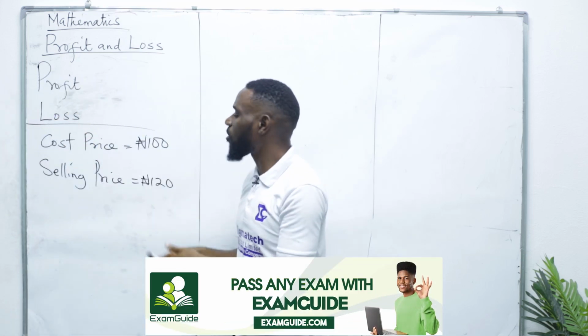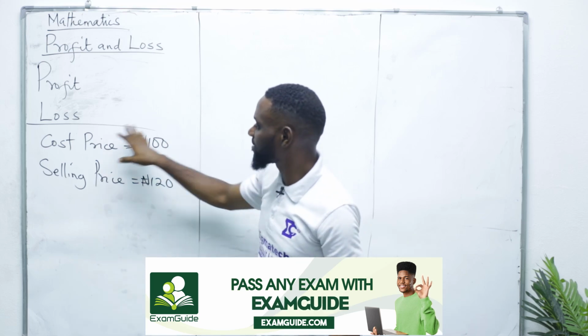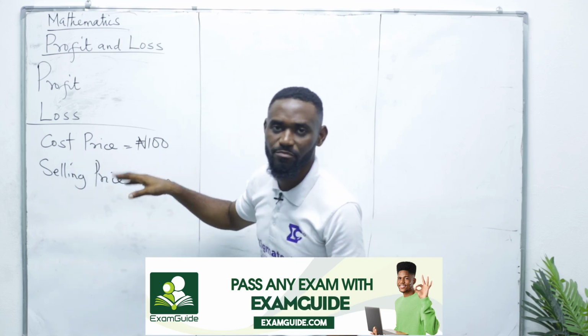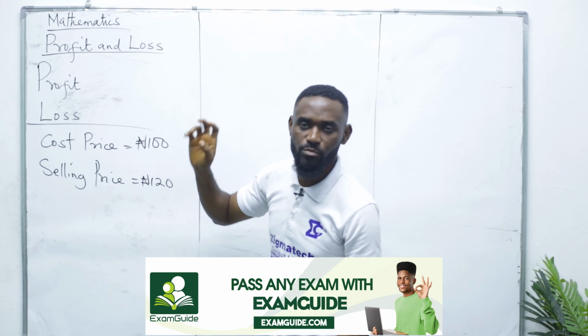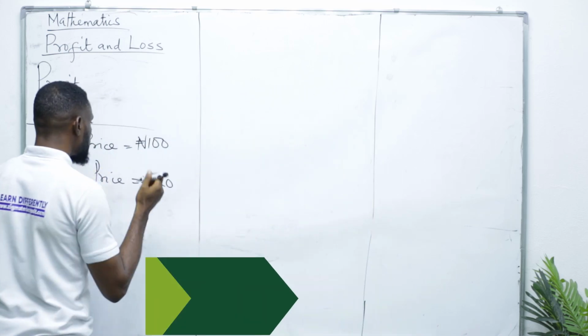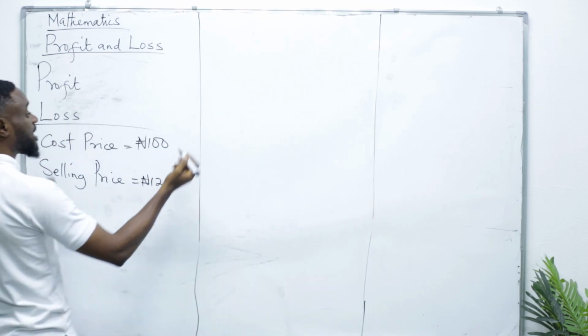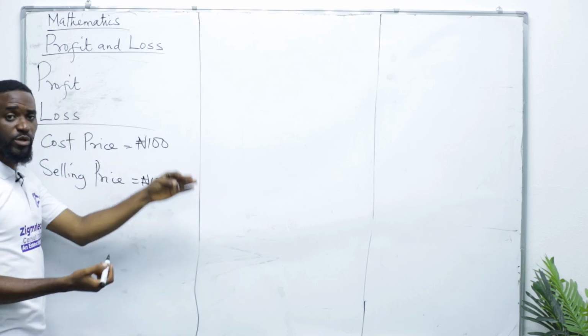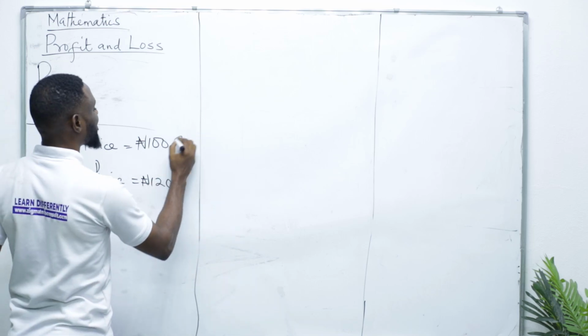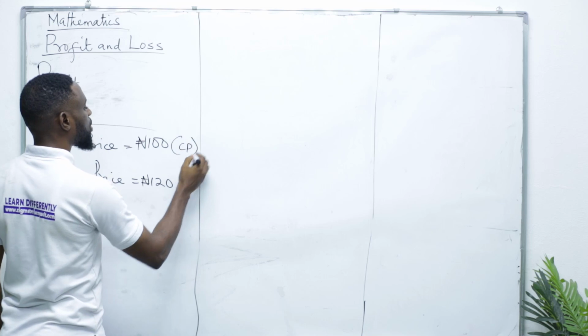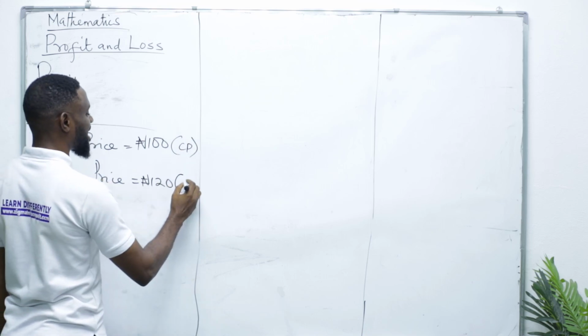Now the concept of profit and loss will make sense when we know the cost price and selling price of an item. Do you understand the point now? Now, this cost price, in what we'll be doing in this class, will be represented sometimes as CP, while selling price will be represented as SP.